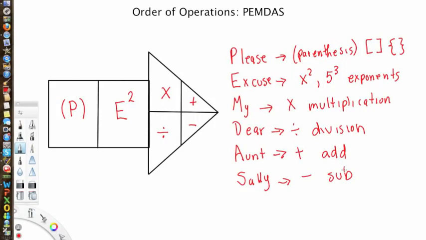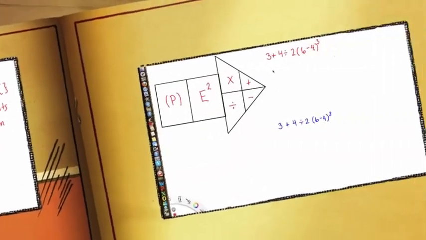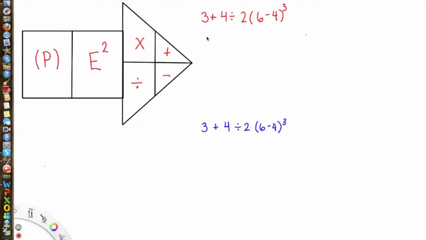Here's a good one. Well, boys and girls, here we have a sample problem, and we're going to try it two ways. We're going to try it the right way and the wrong way. The right way, using order of operations. We have 3 plus 4 divided by 2 times, and when you have a number that is squished up against a parentheses, that's implying multiplication. So we have 2 times the difference of 6 and 4 to the third power.